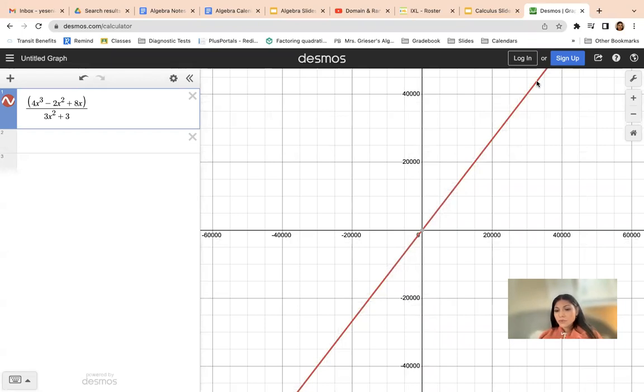This function is just growing larger and larger in its y value as x grows larger and larger in its x value. So the answer to this limit is infinity. The limit as x approaches infinity of this expression is infinity.